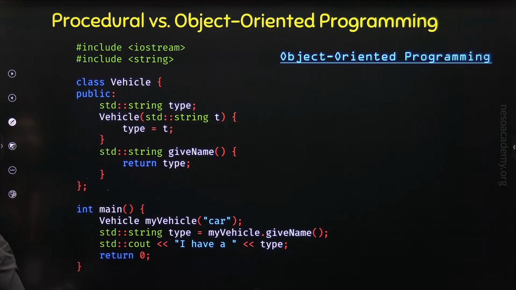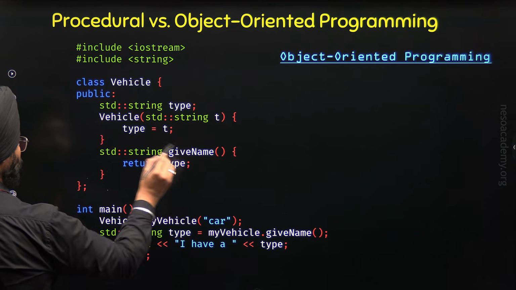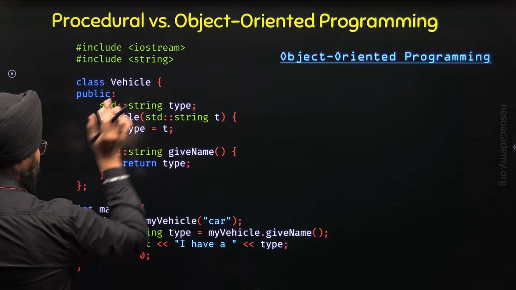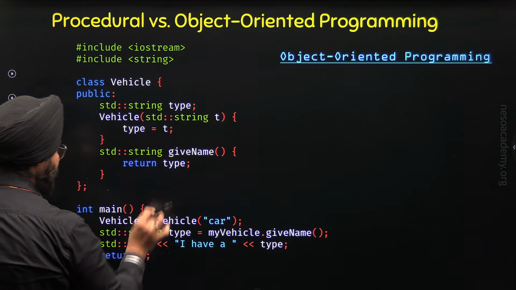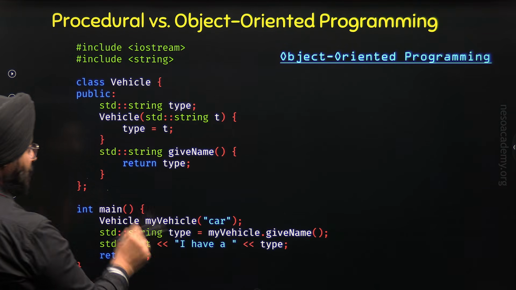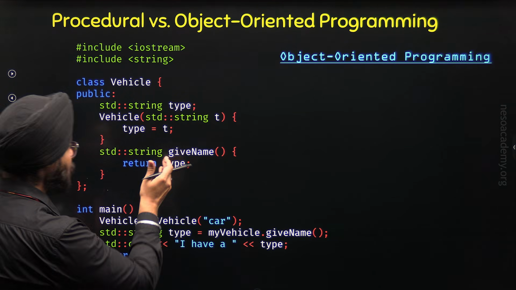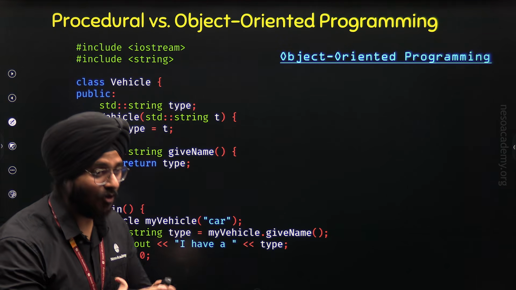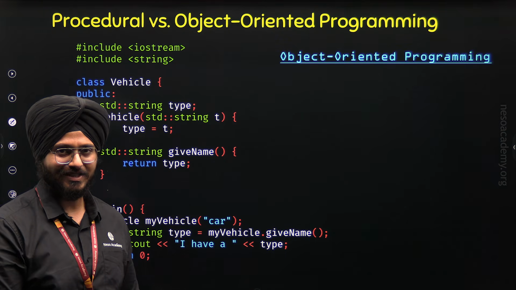Apart from this, we also have one more function, giveName. And this function will return a string. We know it should return the string based on the type variable. Here, we are directly writing the statement return type. You can observe that the type variable is used directly because functions and data are tied together. They are not separate entities. I hope this is clear to you.